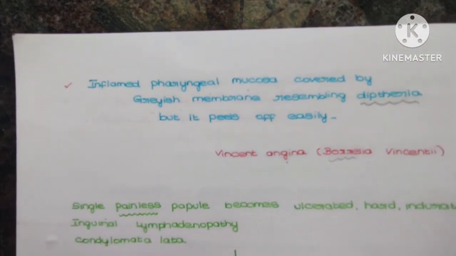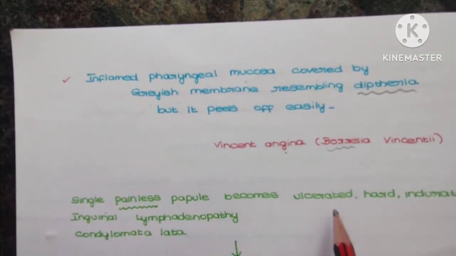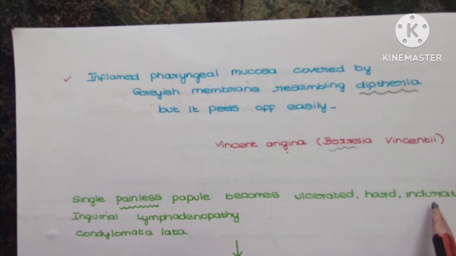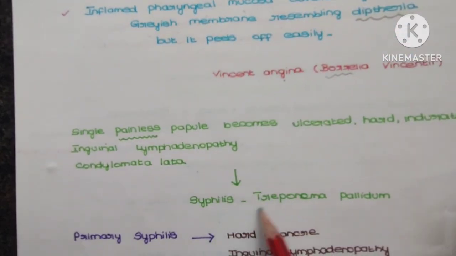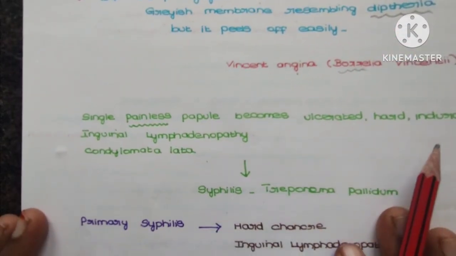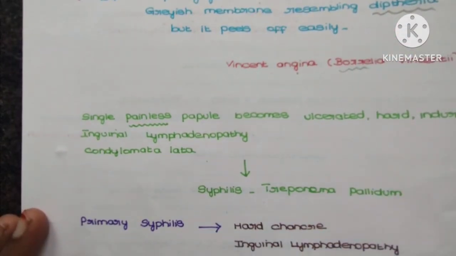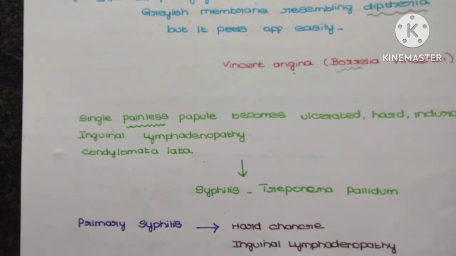So next, a painless papule, which becomes ulcerated, hard and indurated, and there will be inguinal lymphadenopathy and condylomata lata later. So it is syphilis. This is broad; I just want you to know that syphilis is caused by Treponema pallidum.